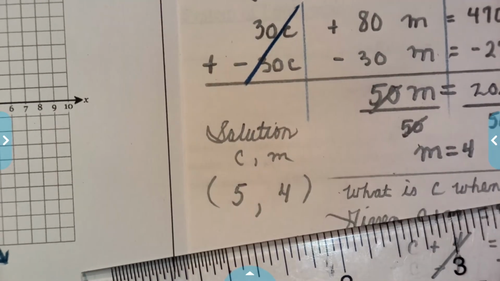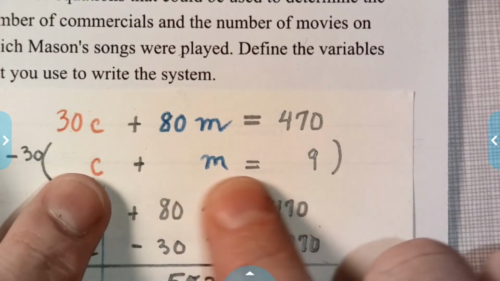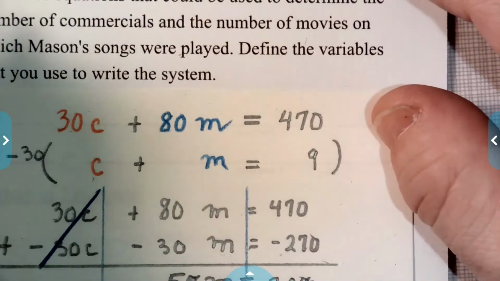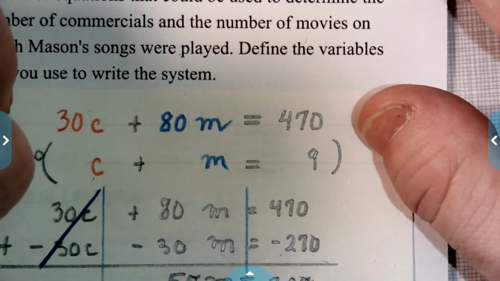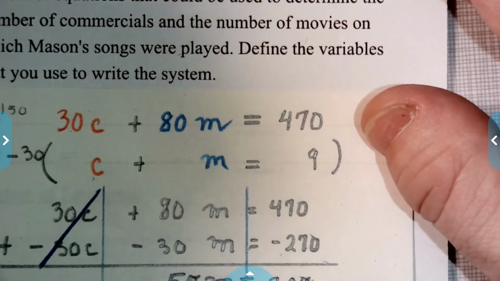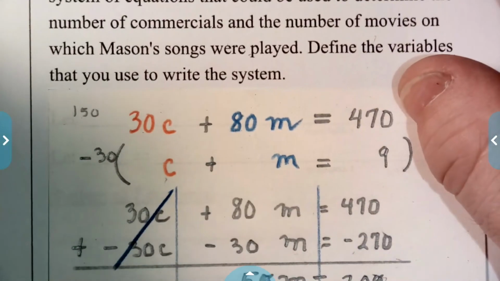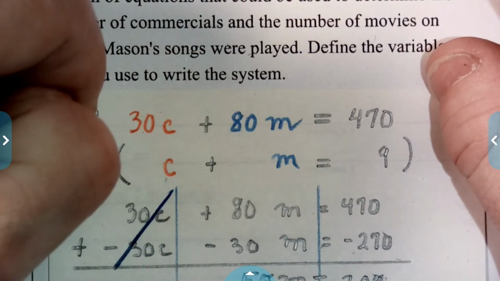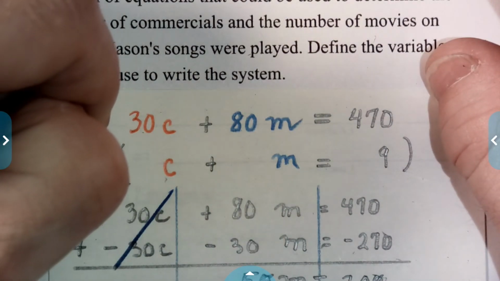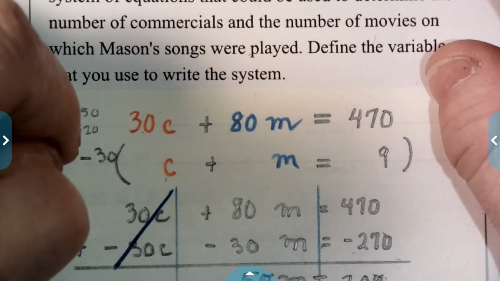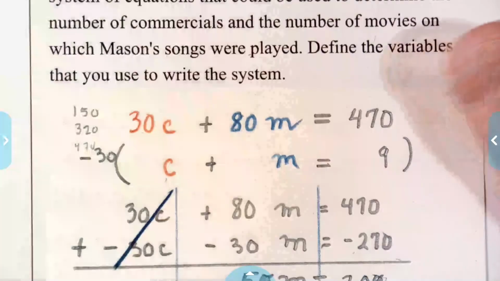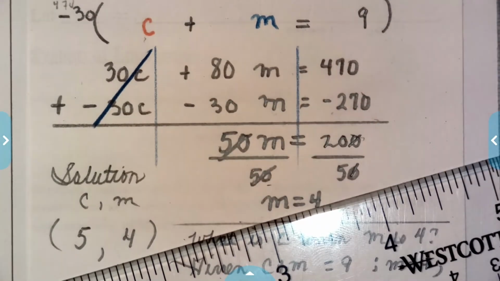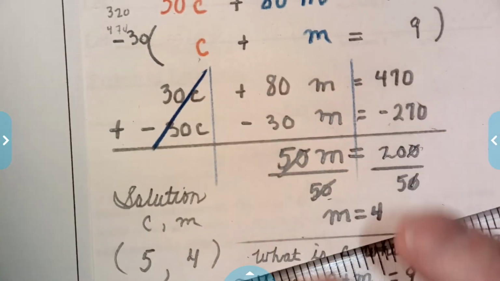And we should do a sanity check. First of all, 5 plus 4 equals 9. But how about 30 times 5? That's 150. Okay? Plus 80 times 4, that's 320. And just make sure that that equals 470. 470. Okay, so it checks out. Yeah. So we did it right. You know, that's how you know you did it right. Okay, so that's the end of number 12.